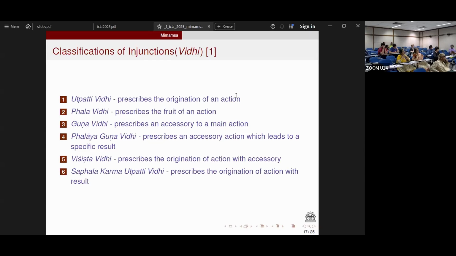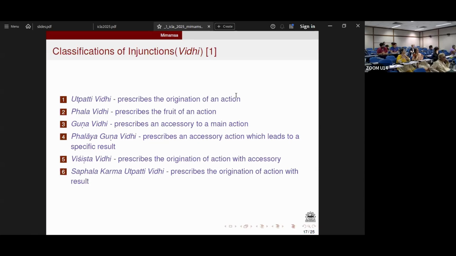Then you have what is called Guna Vidhi, where accessories to an action are to be provided. For instance, you have Agnihotra, you have to perform the Agnihotra sacrifice, and there is a main statement that has been given. Then you may have another statement, Dadhna Juhoti, which means you have to do the sacrifice with the help of curd. Curd, as in, what we may get out of milk, right?